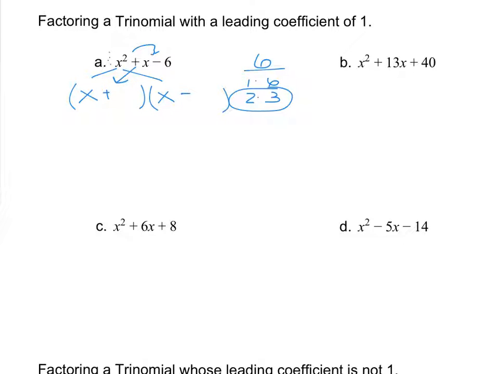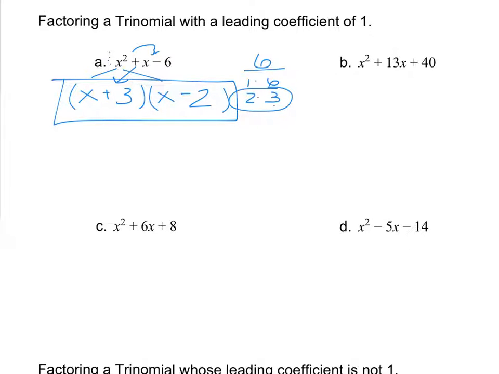So in this case, 3 times 2 is 6, but 3 minus 2 is 1. So I place the larger number in the first parentheses and the smaller in the second. And this is the factored form of x squared plus x minus 6.